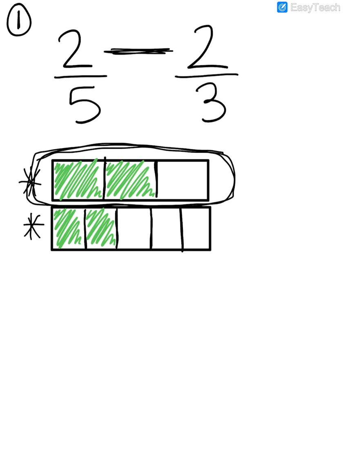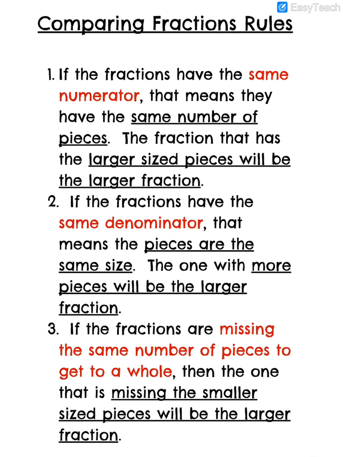So in this situation, I know that if I have 3 friends sharing a brownie, we're going to get a bigger piece than if I have to share it with 5 people. So since thirds are larger than fifths, because we're splitting it into a smaller number of pieces, then 2/3 would be larger than 2/5.